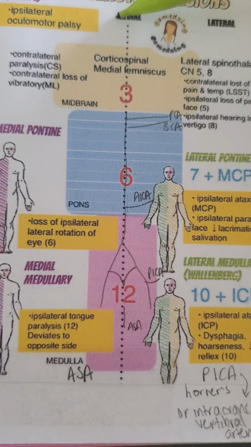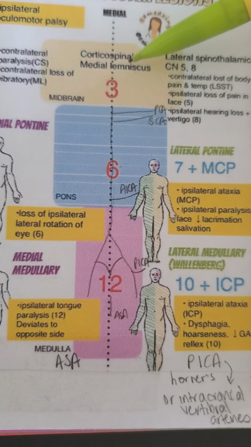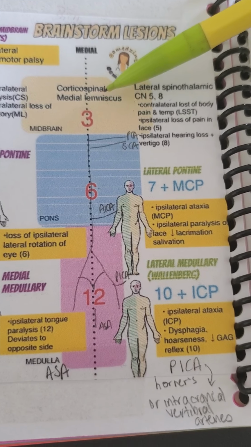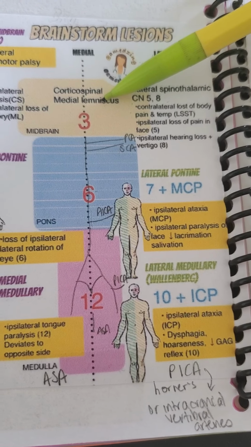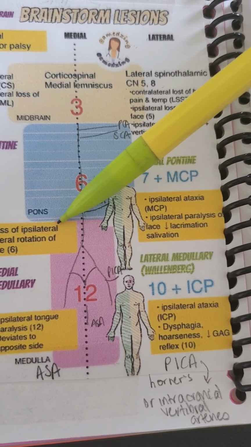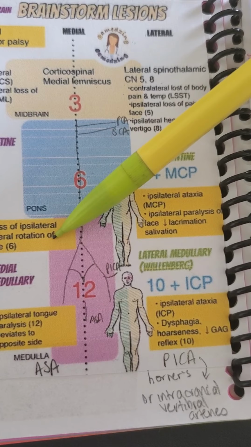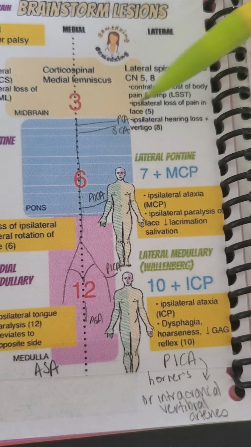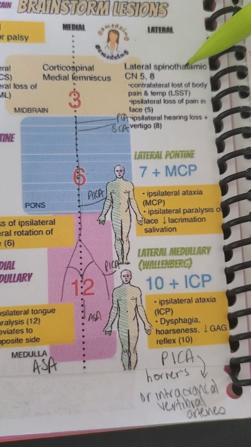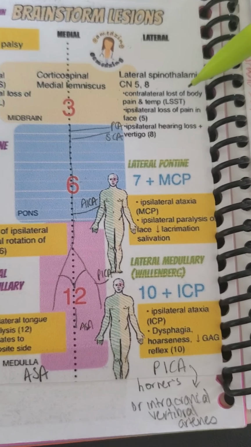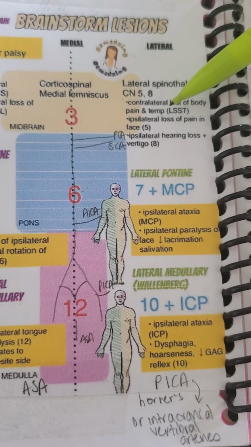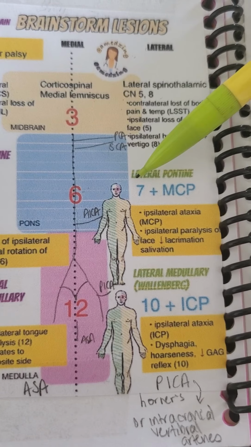Whether we know it's medial or lateral depends on whether there's contralateral paralysis and contralateral loss of vibratory sensation, so that means it's medial pons. But if they're saying that the patient has loss of ipsilateral lateral rotation of the eye, plus contralateral loss of lateral spinothalamic pain and temperature, and also ipsilateral loss of pain and temperature on the face, and also hearing loss, we know that it's lateral pons, right?